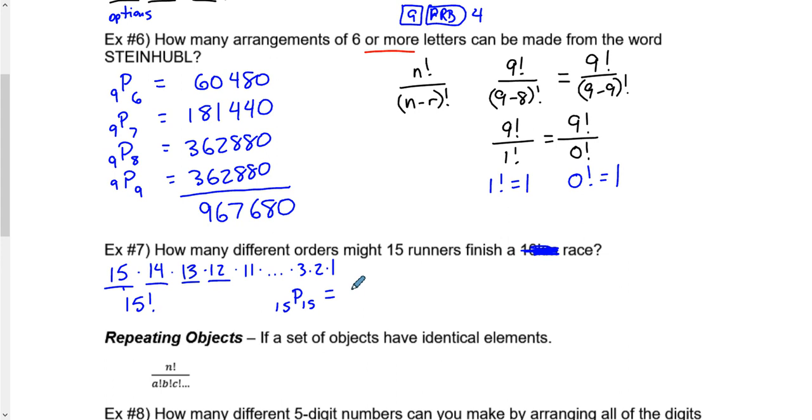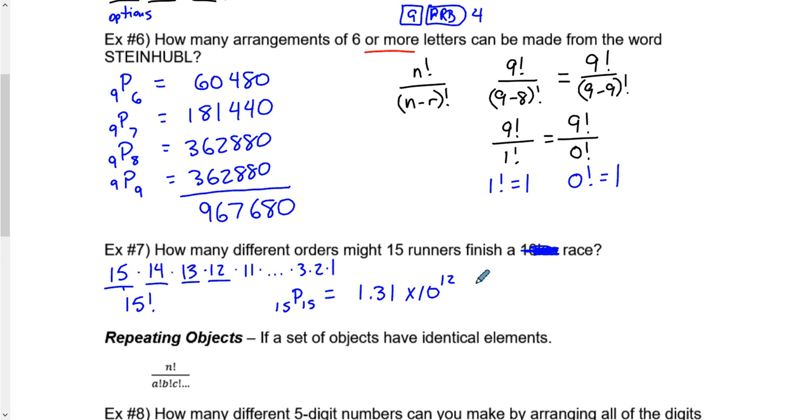So I can type that in. 15, and I could use any explanation. I could write 15 times 14. I'll do all those. I could do 15 factorial. I'm actually going to choose this one because it's just shorter to do. Or I could type 15P15. I get the exact same answer of 1.31 times 10 to the power of 12.